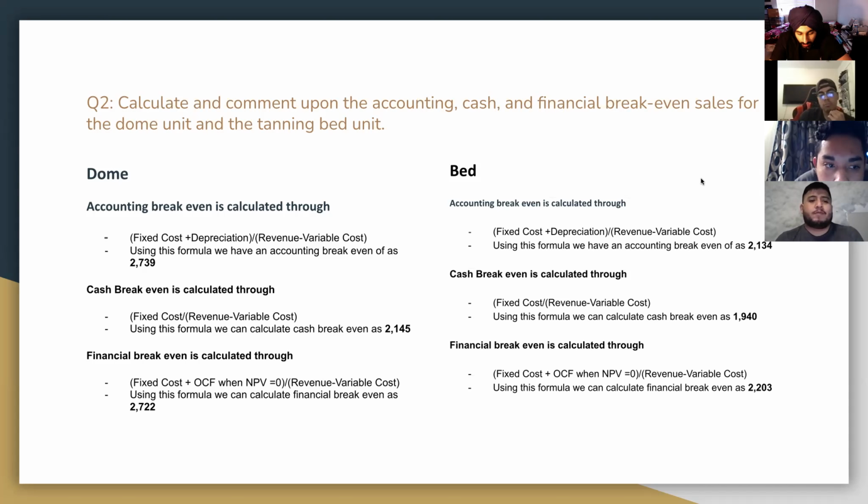2,722. For the bed, it's going to be the same formula, and it comes out to a total of 2,134. For the cash break-even on the bed, it's the same formula as the cash break-even of the dome. It comes out to 1,140 units. And the financial break-even is calculated with the same formula as the dome, and it comes out to a total of 2,203.